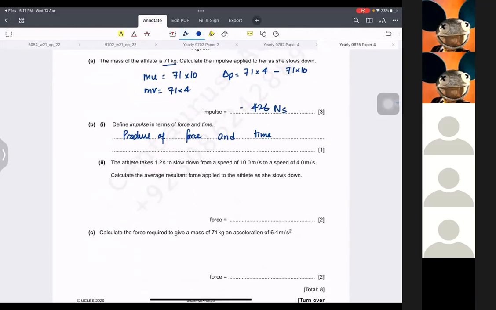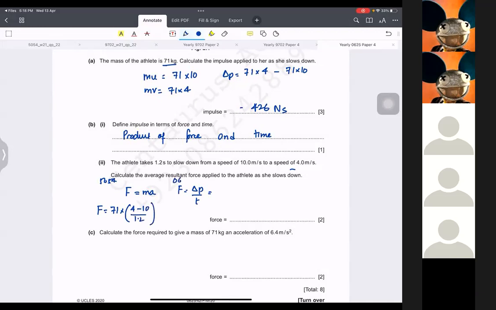The athlete takes this time to slow down speed from this to this. Calculate the average resultant force. Now force is equal to ma, right? Force is also change in momentum over time. So what you do, you find the acceleration, right? So 71 mass and the acceleration was 4 minus 10 divided by 1.2.